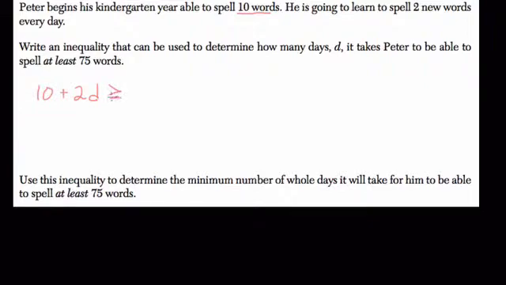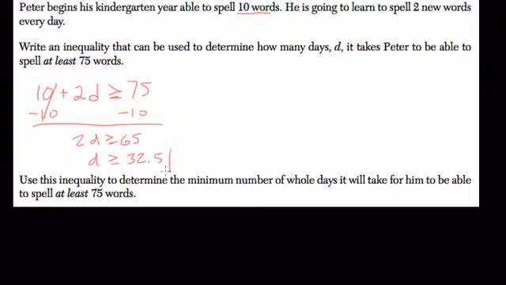When is it greater than or equal to 75? Right? Subtract 10 from both sides. Okay. We get 2d is greater than or equal to 65, divide by 2, and d is greater than or equal to 32.5. So if you're counting whole days, it's the 33rd day and beyond.